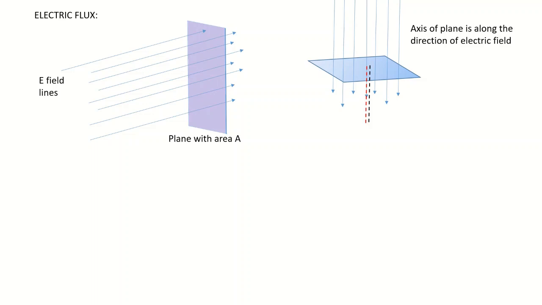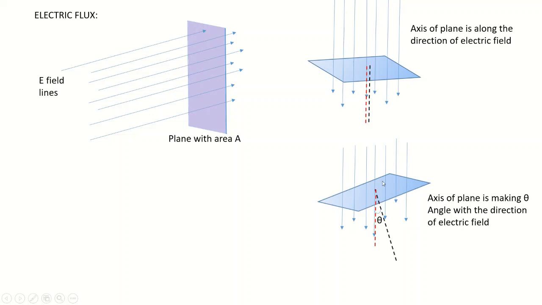Why has it been mentioned as normal to the surface? If the surface is normal to the direction of the electric field lines, then the maximum number of field lines will be passing through the surface. Let us consider this diagram and another diagram where the plane makes an angle theta with respect to the electric field lines.